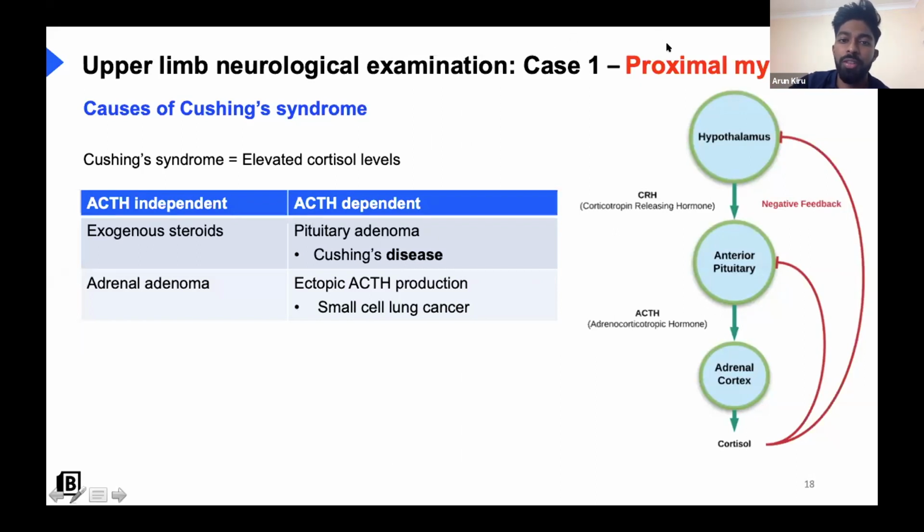Just want to check before the second case. Everyone happy with the pace? Too slow, too fast, or are you guys okay with it? And just be as honest as possible. Okay, most people are saying it's okay. A little bit fast from some. Brilliant. Okay, so let's go on to the next case.